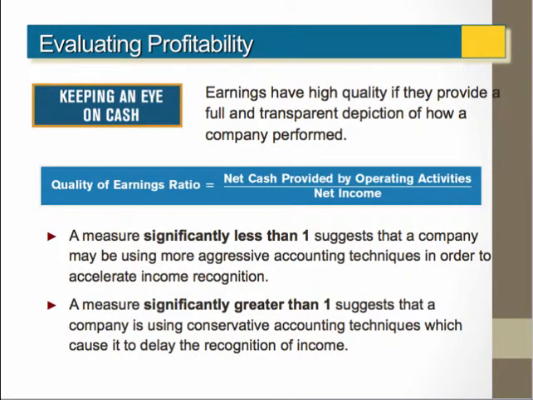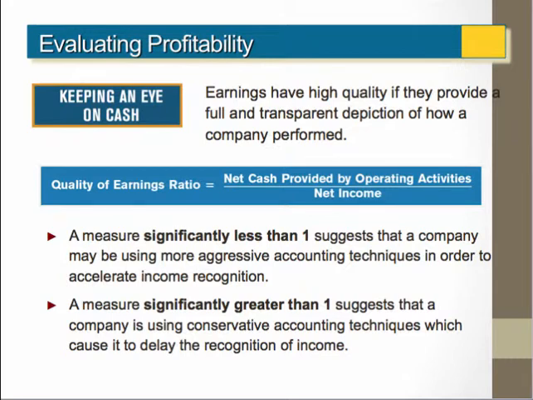We mentioned before how important cash is to a company. The quality of earnings ratio compares the cash that's being generated by operating activities to net income. So as we look at this as cash being generated, if we substantially increase the amount of cash to the net income being recognized, we would have a greater than 1 result in this ratio.